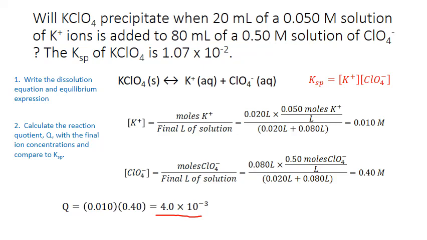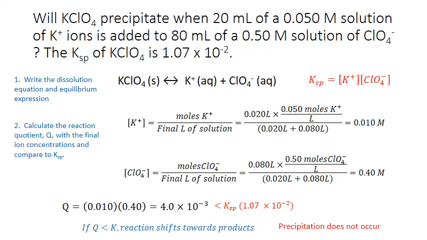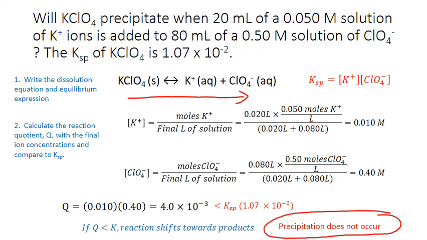And this value is less than the KSP for potassium perchlorate. So if our Q value is less than K, that means the reaction shifts towards the products. And if there were solid potassium perchlorate in that solution, it would dissolve. So what this means is that precipitation does not occur.